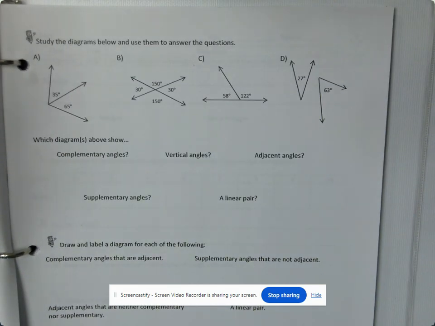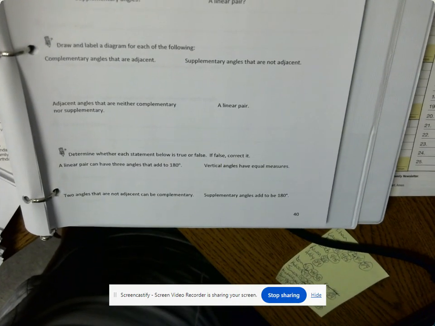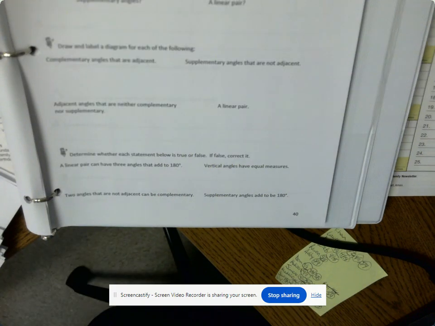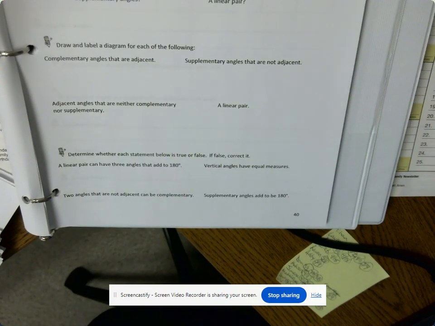The next section says draw and label a diagram for each of the following. Complementary angles that are adjacent. We are not using protractors to make it precise, but they do need to make sense, okay? If they are complementary angles and you're doing something like that, does that look like it could have complementary angles in it? No. Why not? That couldn't be 90 degrees.